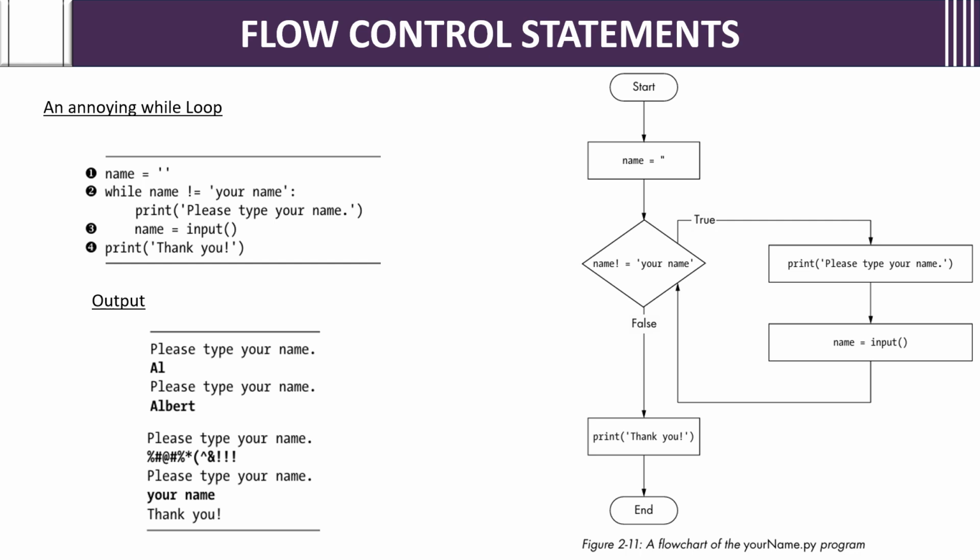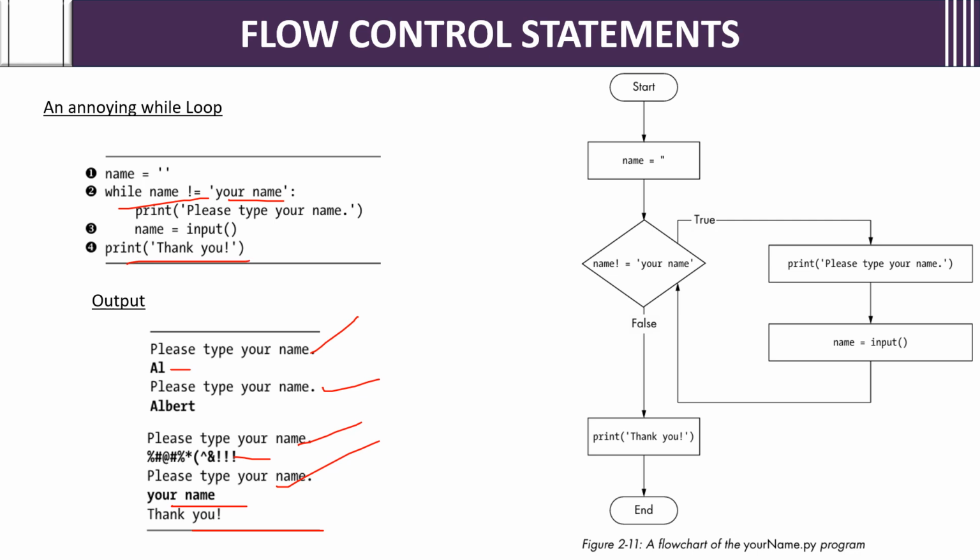Now an annoying while loop, a different kind of loop, where name equals a blank string, while name is not equal to your name, print please type your name, name equals input, then print thank you. See, if you execute this code, it is going to ask initially, please type your name. When you type something, again it is going to ask. Why? Because the condition you have given is that name is not equal to your name, and as many times as that happens, that many times it will print please type your name. If you type something else, again it will ask. But when you type your name itself, name has become your name, so it will not stay in the loop, it will come out of the loop and print thank you.